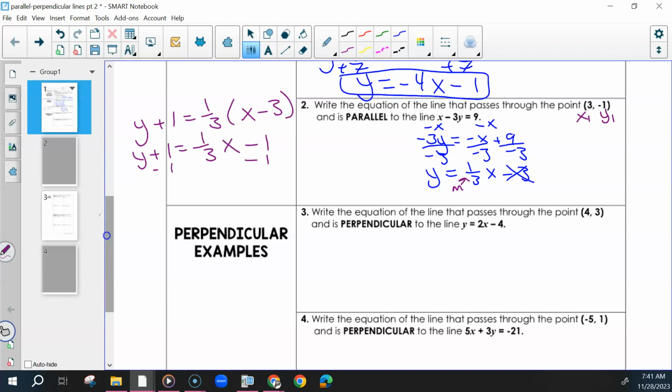So when we subtract one on both sides, what is our final equation? What would that new equation become? One-third x minus 4. This is parallel to the original. It has the same slope, different y-intercept, and it will go through that point. Questions so far?